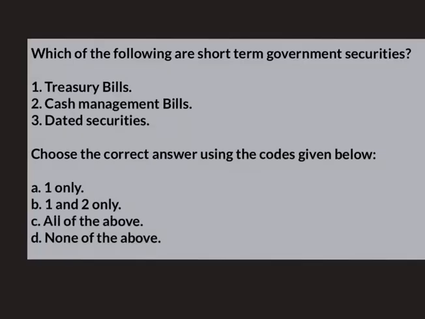So based on today's discussion, try to solve this question, which is from a prelims perspective. Which of the following are short-term government securities? 1. Treasury bills, 2. Cash management bills, 3. Dated securities. You can comment your answers in the comment section below.